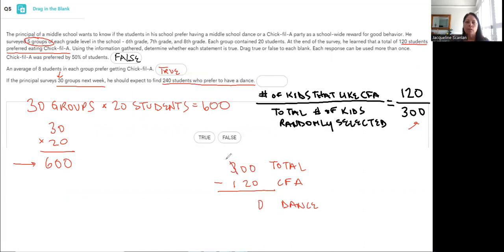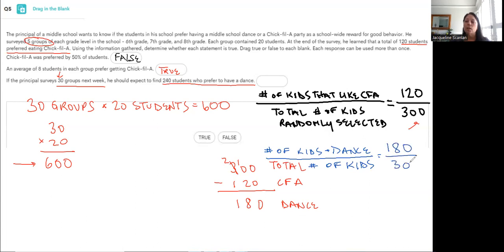0 minus 0 is 0. 10 minus 2 is 8. 2 minus 1 is 1. So I could create a different fraction that compares the number of kids that want to have a dance to my total number of randomly selected kids. Okay, and so in this case, it would be 180 kids liked to dance out of the 300 that were originally surveyed. All right, so there's my new fraction, 180 out of 300.